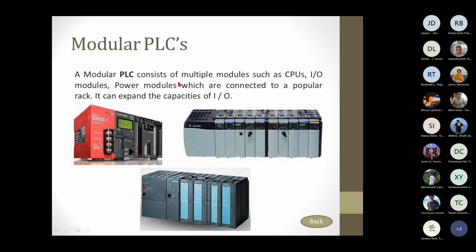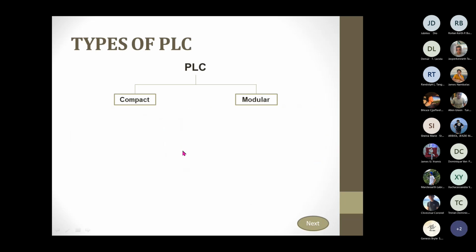So the disadvantage of using modular PLCs is that if your system is small, the modular PLCs are very bulky, meaning to say you cannot save space using modular PLCs. You can only save space when you use the compact type PLC.